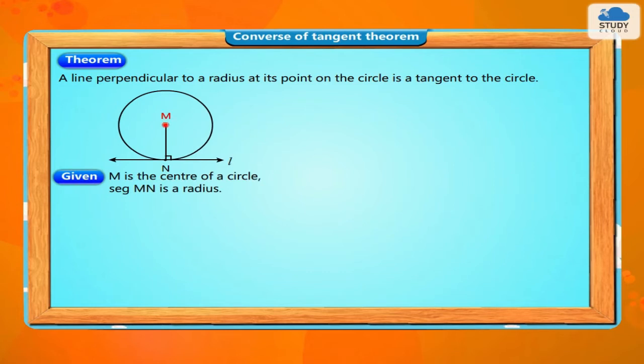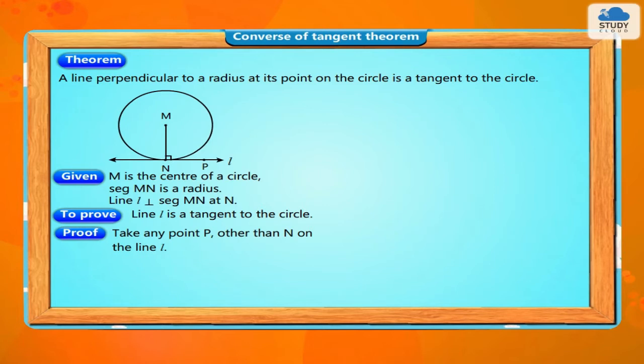Given: M is the center of a circle, segment MN is a radius. Line L is perpendicular to segment MN at N. To prove: line L is a tangent to the circle. Proof. Take any point P other than N on the line L.